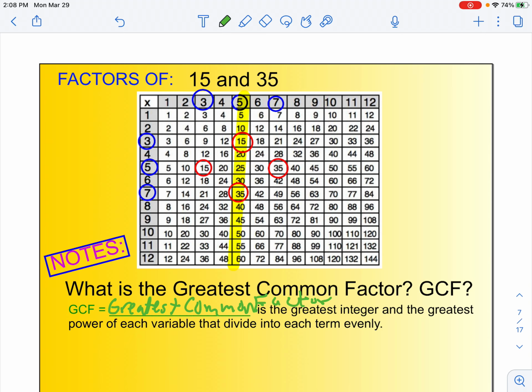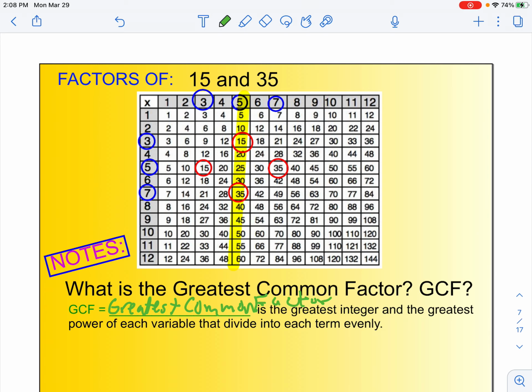And it is the greatest integer and the greatest power of each variable that divides evenly into each term. So right now we're only working with numbers, but we're going to eventually have variables as well. So as we continue on here, let's look at this chart.